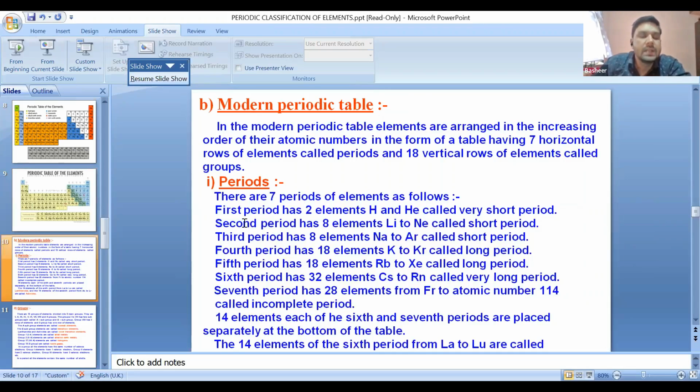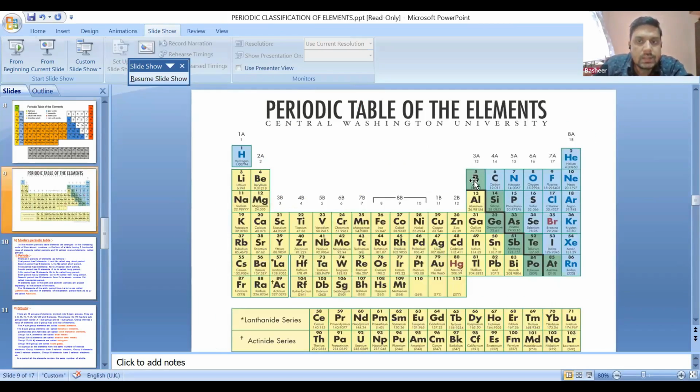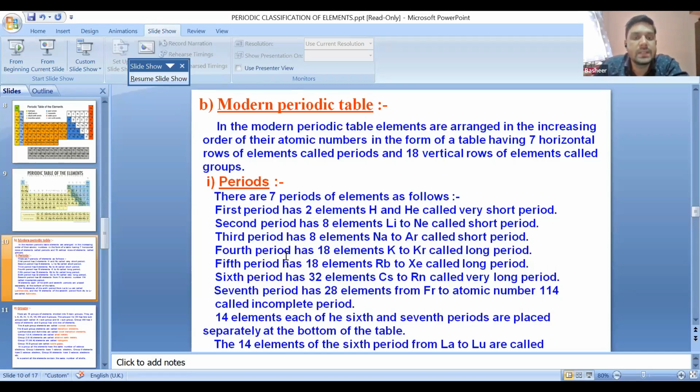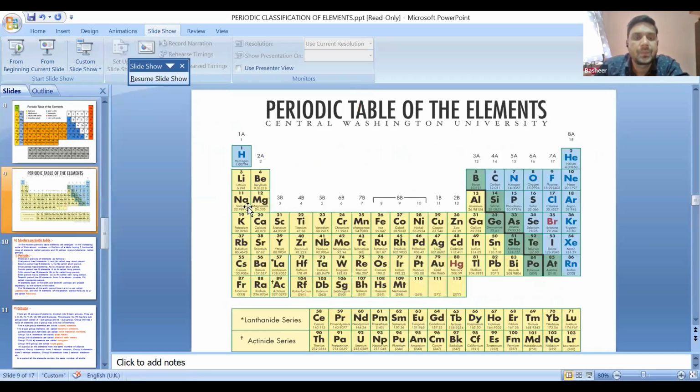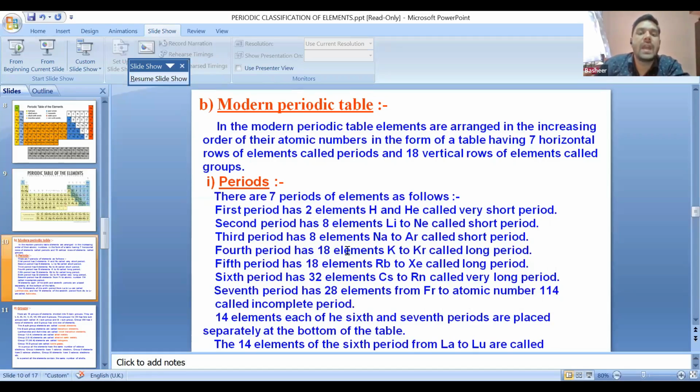The second period has 8 elements. You can see lithium, beryllium, then boron, carbon, nitrogen, oxygen, fluorine, neon. Total 8 elements in the second period. In the third period, we again have 8 elements, sodium to argon: sodium, magnesium, aluminum, silicon, phosphorus, sulfur, chlorine, and argon. And the fourth period has 18, then the fifth is 18, the sixth is 32, the seventh is 28.